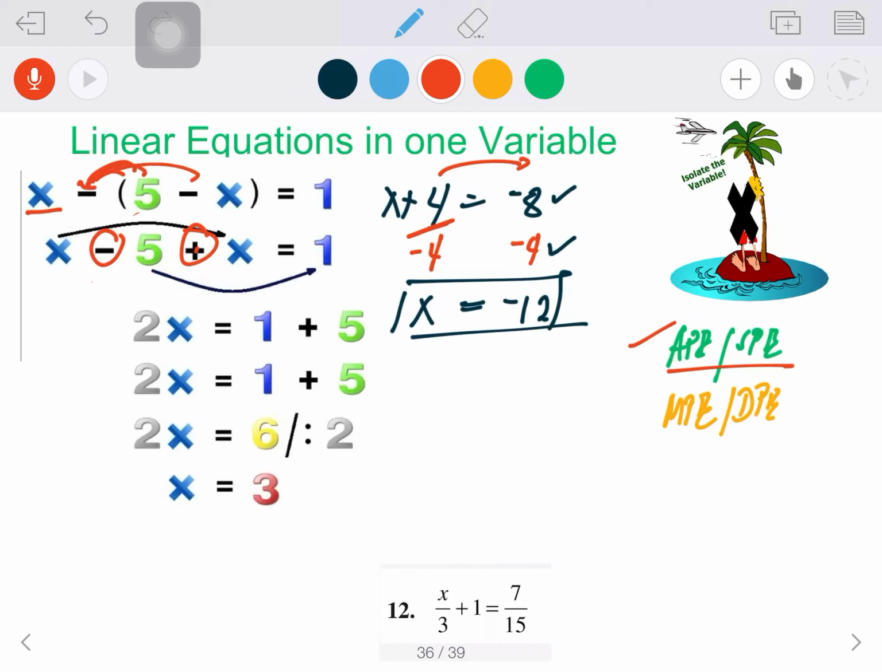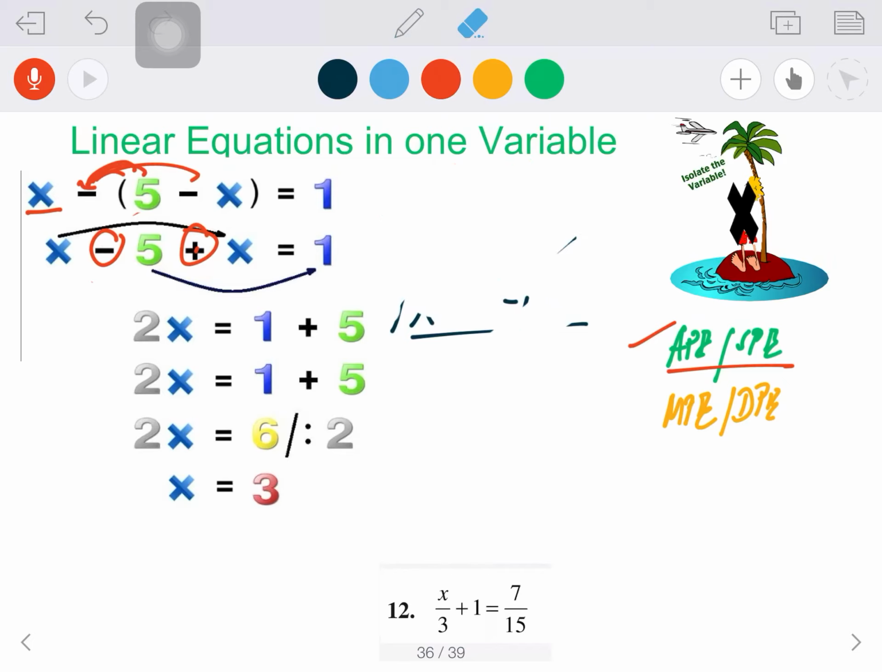Once you're done, get rid of your grouping symbol, then you may proceed to the isolation of the variable. So as you can see here, you have two x's on the left, so you can combine them. There's no need for you to change the sign of either x, because they're on one side. So simply it's going to be 2x.